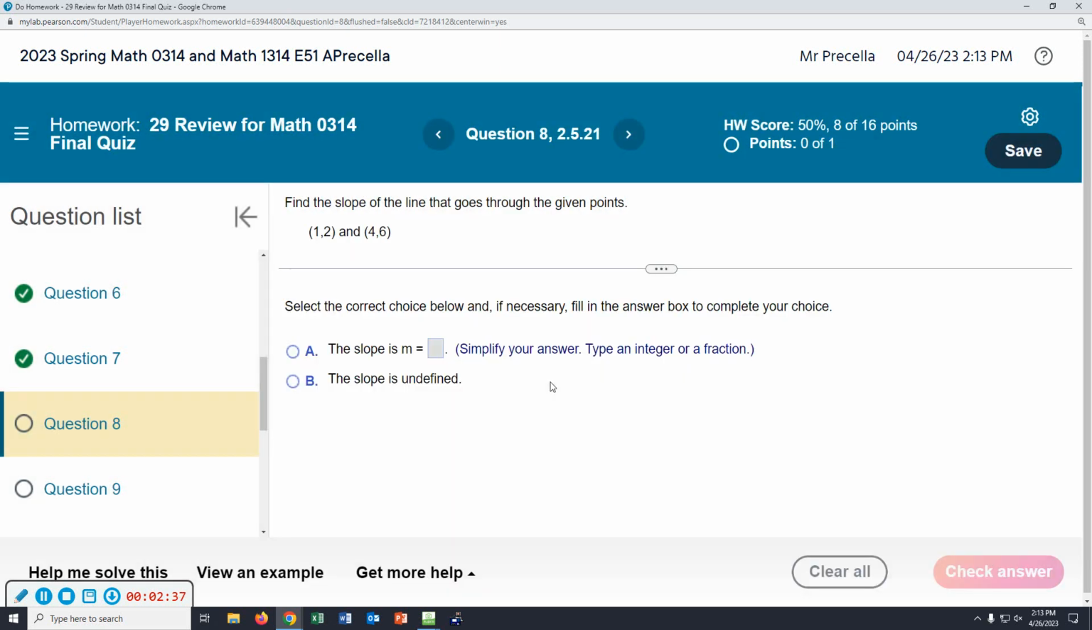Number 8. They give us two ordered pairs that are on a line, and they ask us to find the slope of the line that goes through those points. The ordered pairs are 1, 2, and 4, 6.